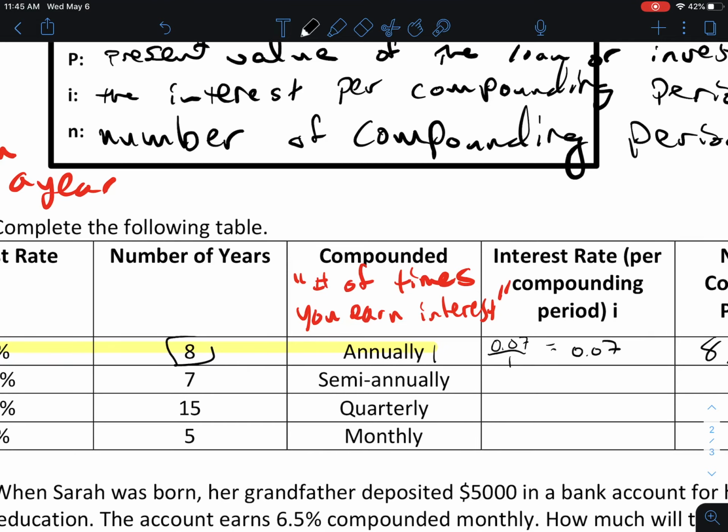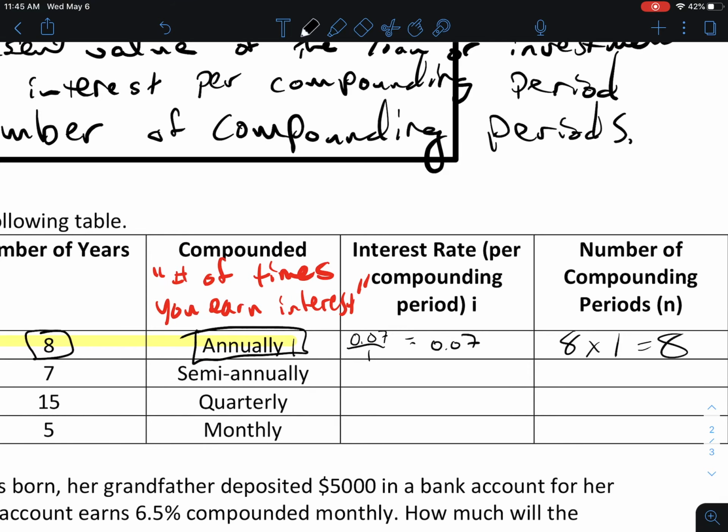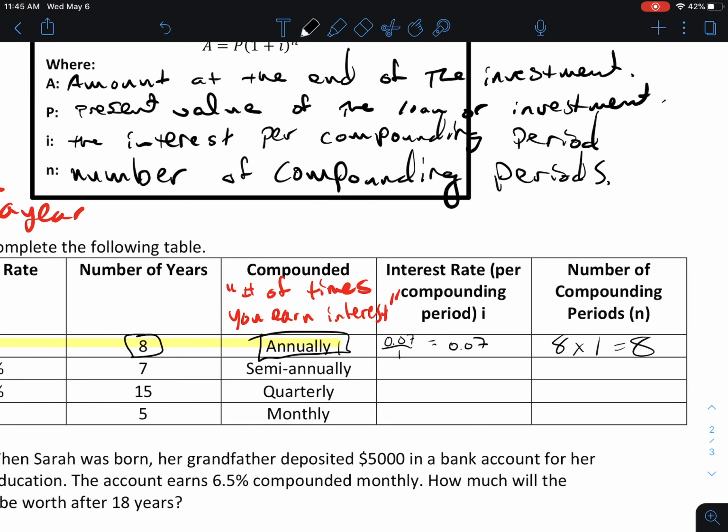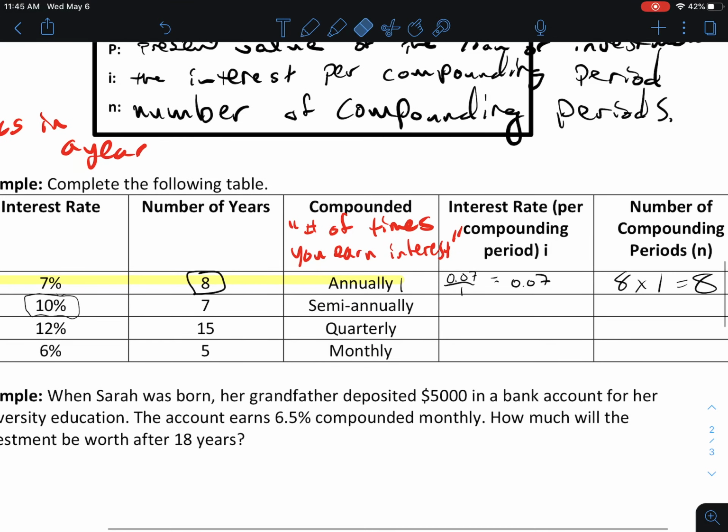And then N is going to be the number of times that it gets compounded, okay? So it's going to be 8 times 1 because it's in there for 8 years, okay? But it only gets compounded once per year, okay? And that's N, so it's equal to 8, okay? Now, semi-annually is one of the other terms that we can use to describe this, okay?